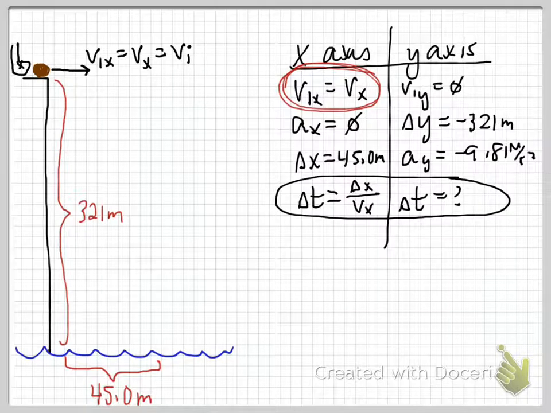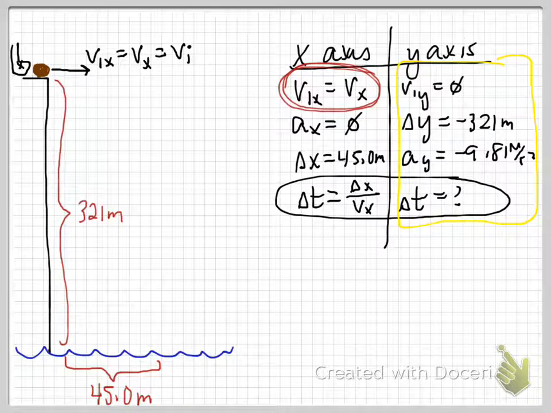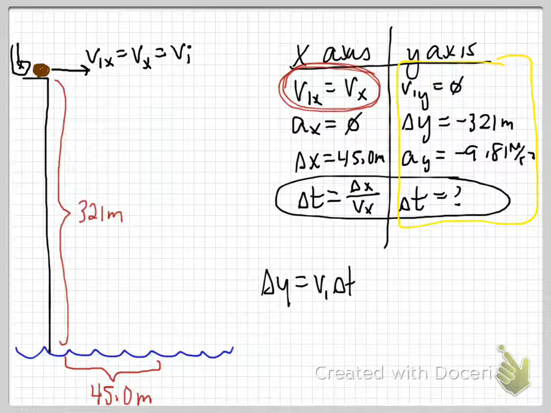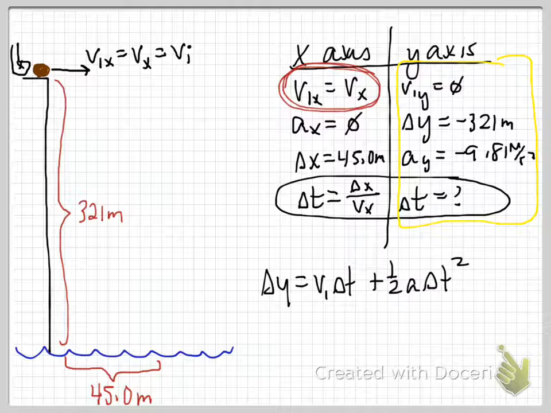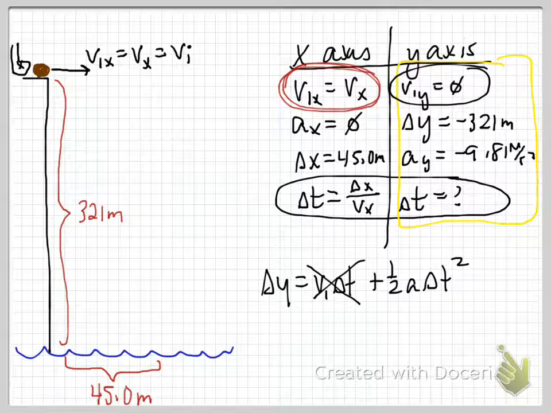Now if we were just looking at what we have on the y-axis, and we had these four things to work with, v initial y, delta y, a y, and delta t, it would be a pretty easy bet that we were going to use delta y equals v i delta t plus 1/2 a delta t squared. This is especially easy considering that that's going to go away because v initial y is equal to 0. So let's go ahead and make some room so we can start working this problem in earnest.